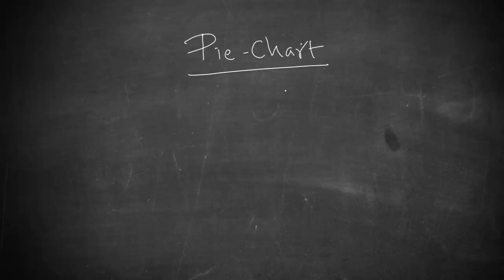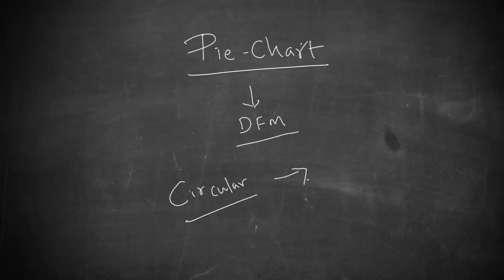Let us understand what is a pie chart. A pie chart is basically a diagrammatic form of presentation. We understand there are three forms of presenting in a diagrammatic way. One is the line diagram, then you have the bar chart or line chart, then you have the pie chart. So a pie chart is basically a circular statistical graphic which will be divided into sectors to illustrate a numerical proportion.